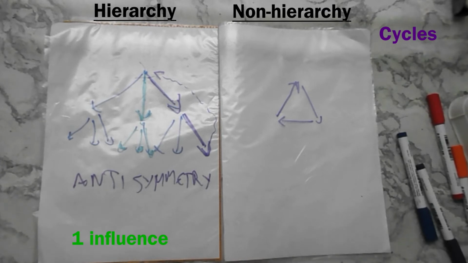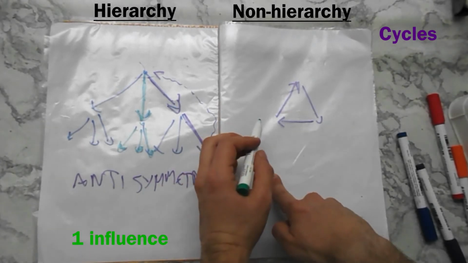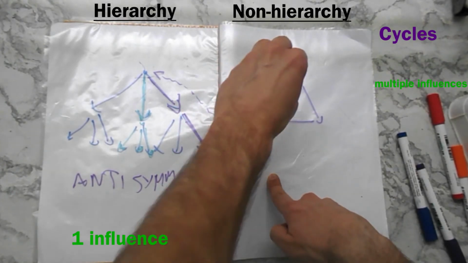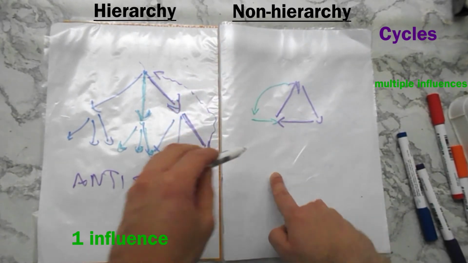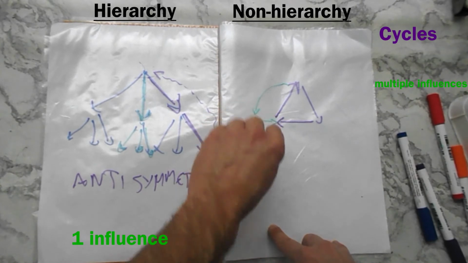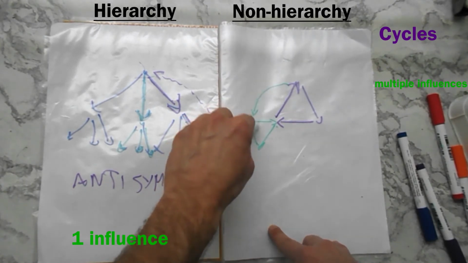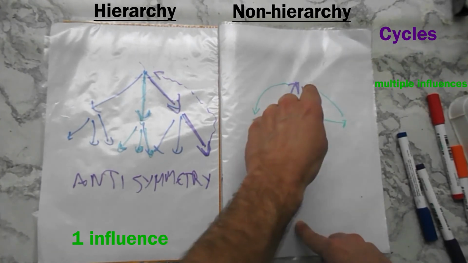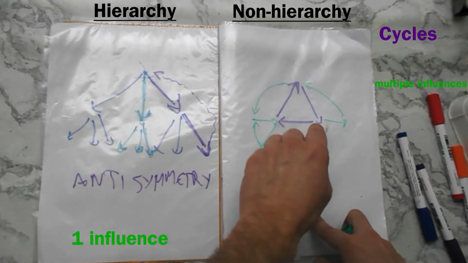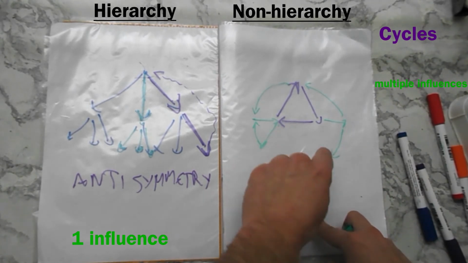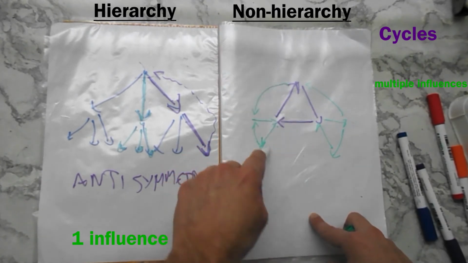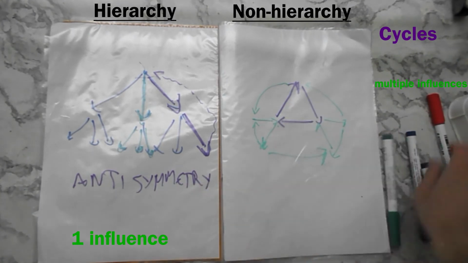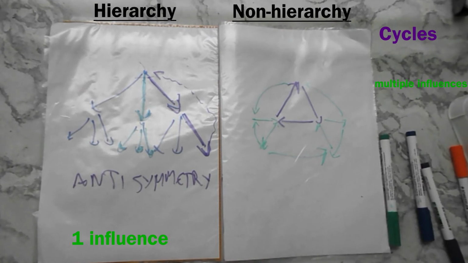In a non-hierarchical system you can have multiple influences. For example, this element can be influenced by multiple ones, which is often part of a cycle. You can have multiple cycles like this, so that this element is also influenced by another element, and this element can also be part of a cycle. We have these overlapping cycles, where every element is influencing another element and at the same time being influenced by several other elements.